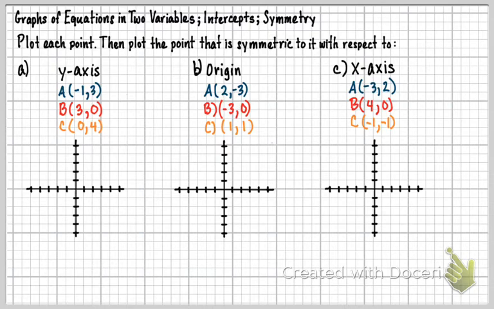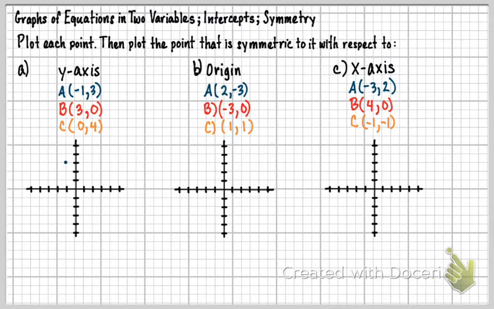And then let's say for this first one here, A, I'm going to create the point that is symmetric over the y-axis for my A prime. I'm going to call it A prime. So -1, 3 for A. So it would be there.